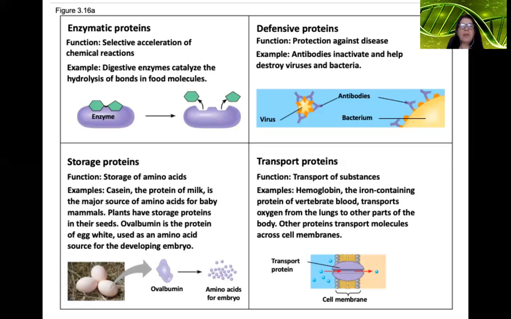So for instance, casein in the protein of milk is a major source of amino acids for a baby. Plants have storage proteins in their seeds to provide energy for the growing seed, for developing embryo. Ovalbumin is the protein in egg white, and it is used as an amino acid source for the developing embryo.